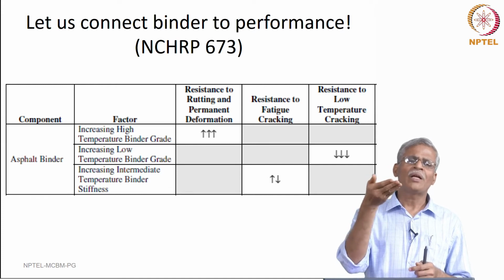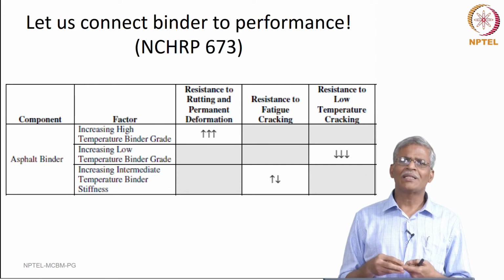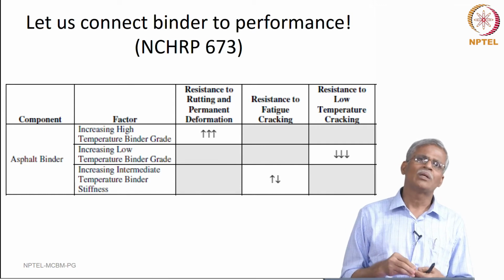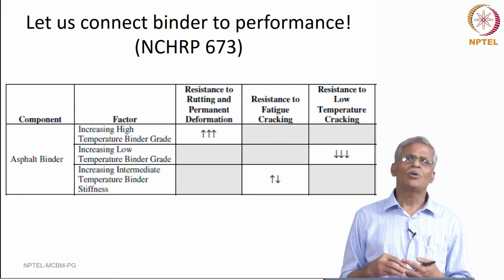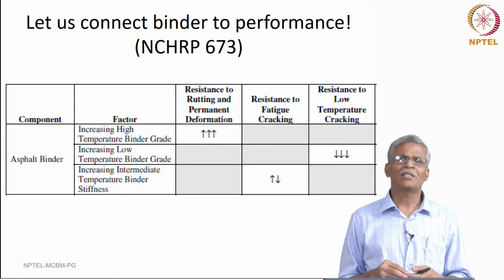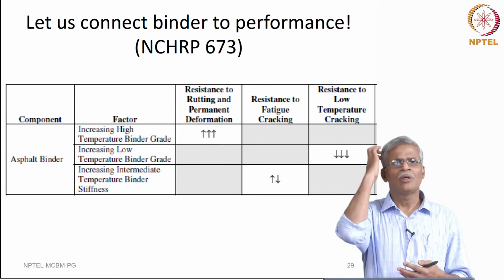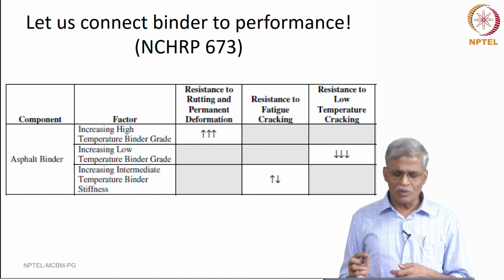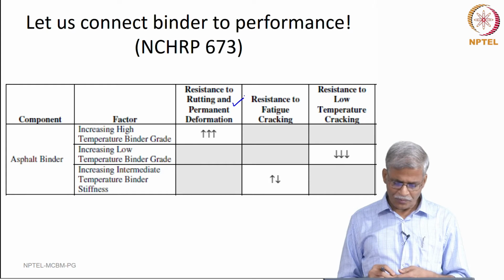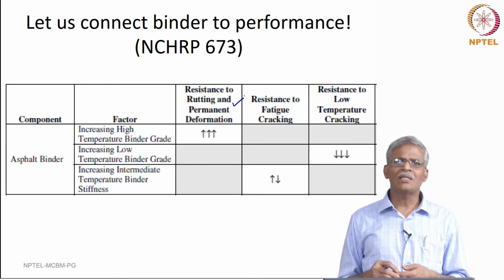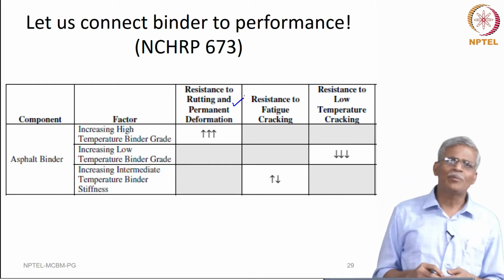So, when I talked about the material characterization, I said bituminous mixtures have aggregates, binder, and then the mixture. Let us try and see whether there is any connection between the binder and the performance. What it means is, if you look at resistance to rutting and permanent deformation, will the resistance increase if you increase the high temperature binder grade?